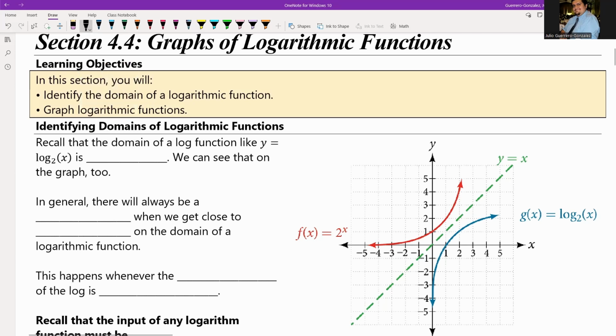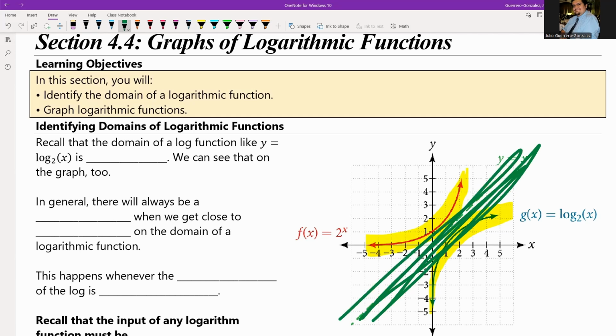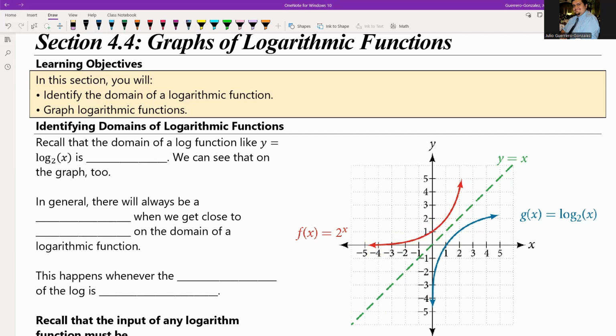The first thing I want to do is define a couple of things. First of all, the red one is the exponential, and the blue one is the logarithmic. You see how they're sort of semi-flipped along this green line right there? That's because they're inverses of each other, like we defined before.